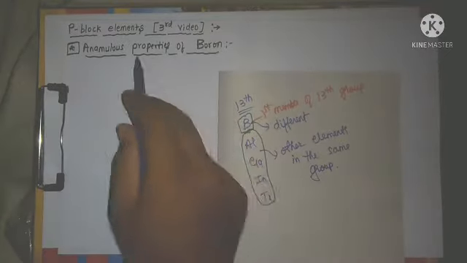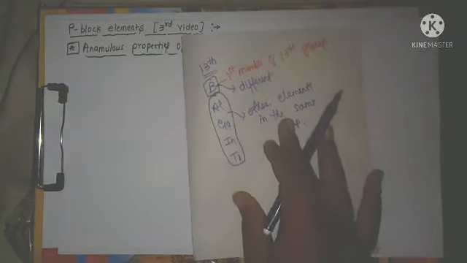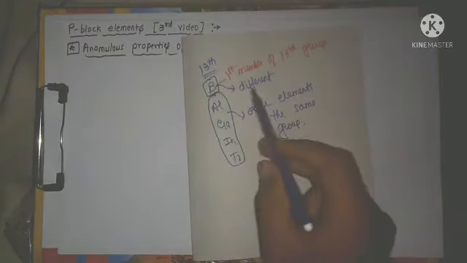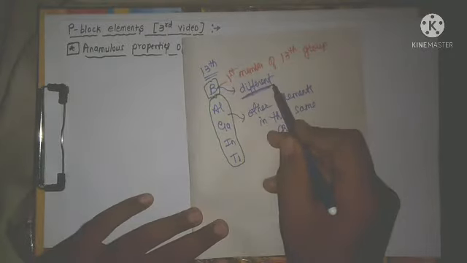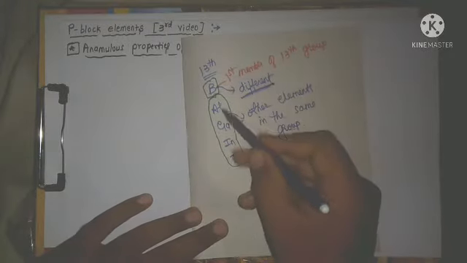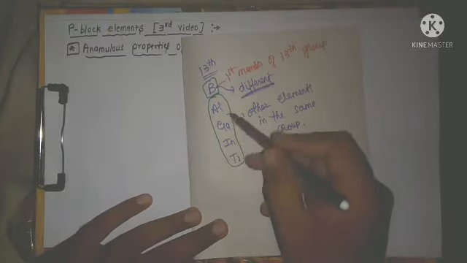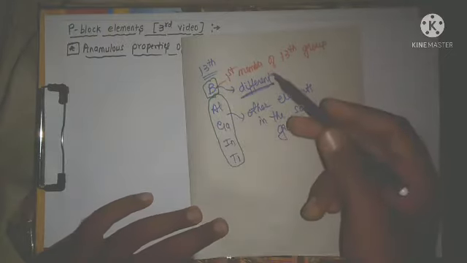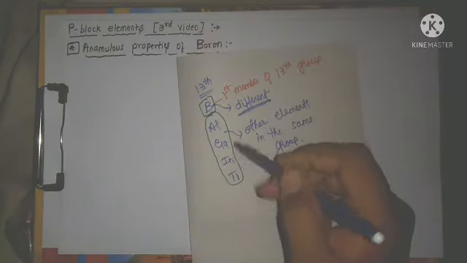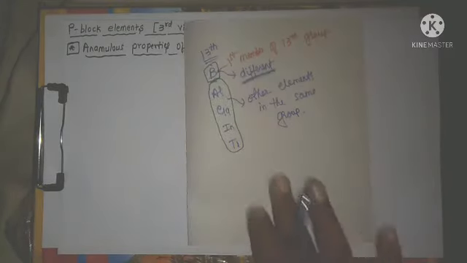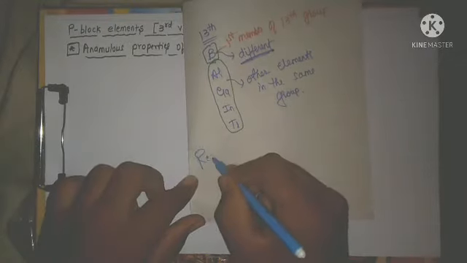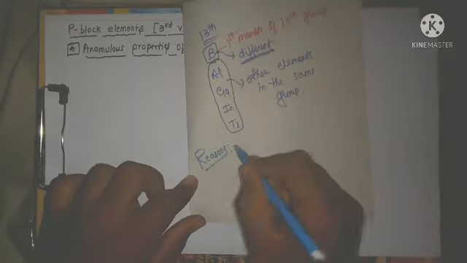That is called as what? Anomalous properties of boron. What is meant by anomalous properties of boron? The boron which is present in the 13th group shows different properties from the other elements in the same group. Other elements have one type of property, and this boron has another type of property. That is called anomalous properties of boron. Now, what are the reasons for the anomalous properties of boron?